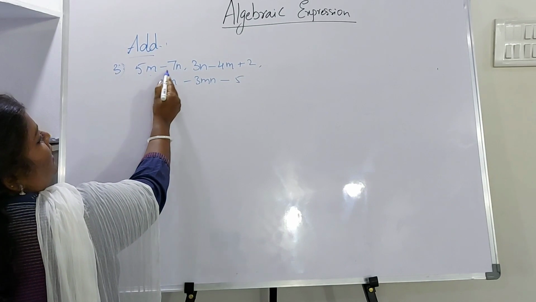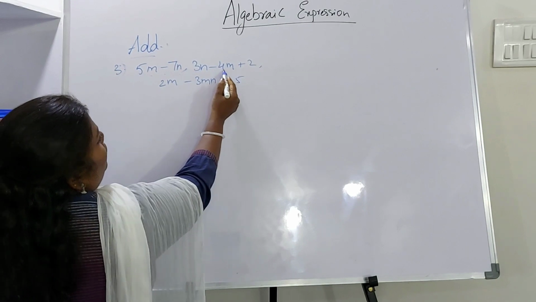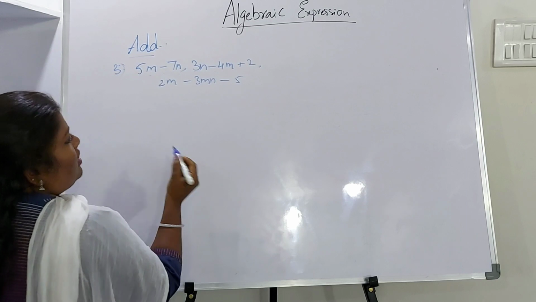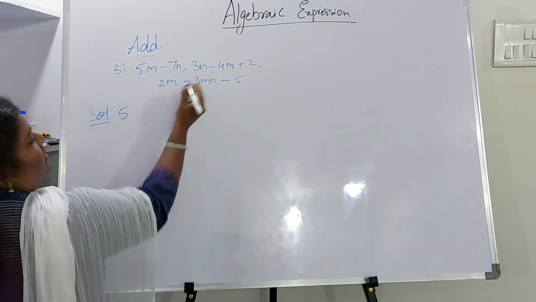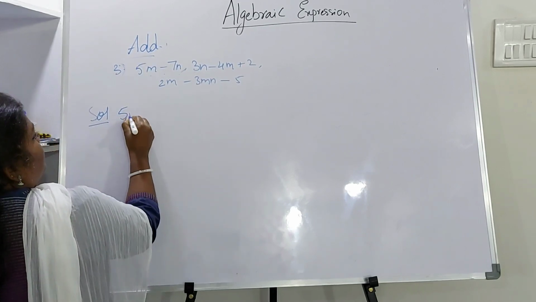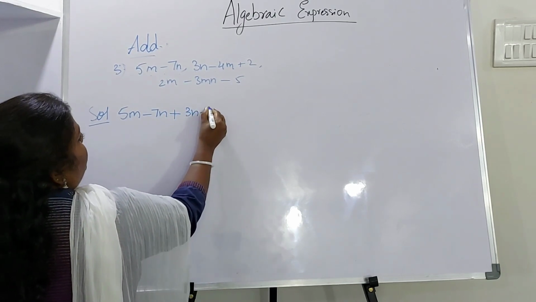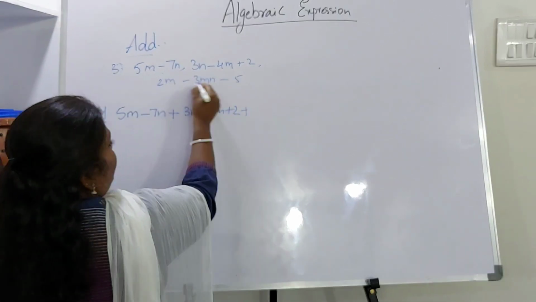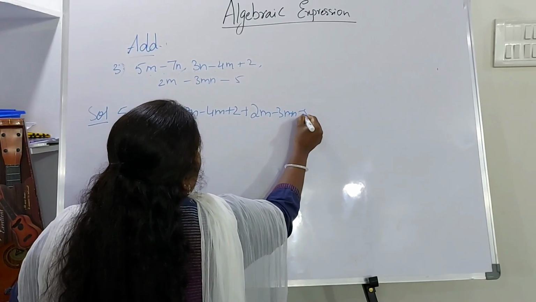Here I've taken the third example as 5m minus 7n, and the next one is 3n minus 4m plus 2, and the third one is 2m minus 3mn minus 5. So let me do it in the horizontal method. Just join the expressions using the plus sign. 5m minus 7n plus 3n minus 4m plus 2. Now plus, write the next expression, 2m minus 3mn minus 5.